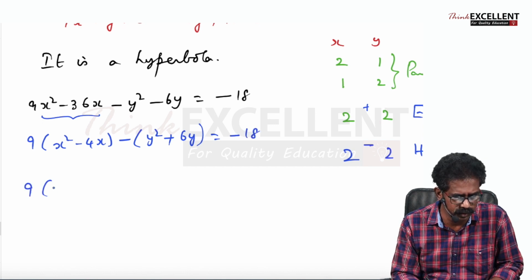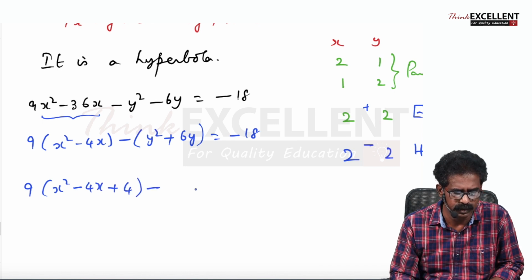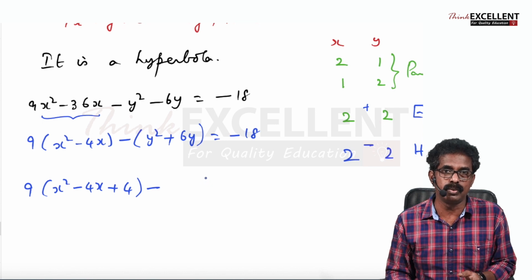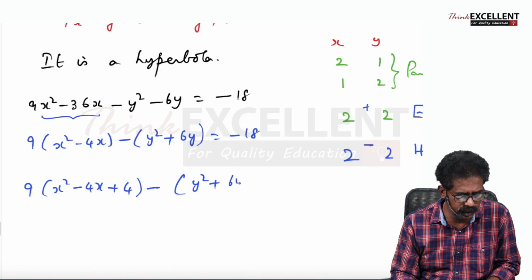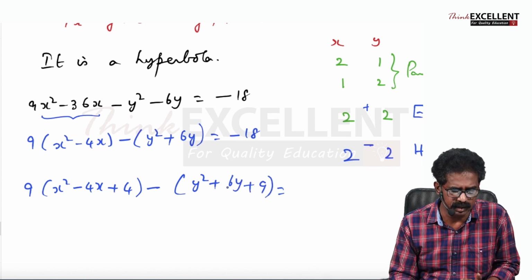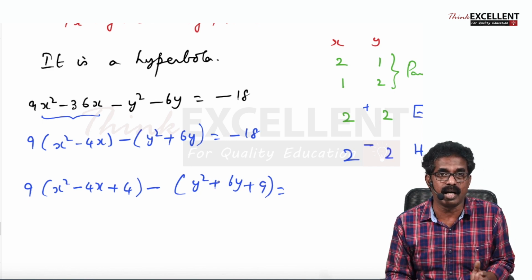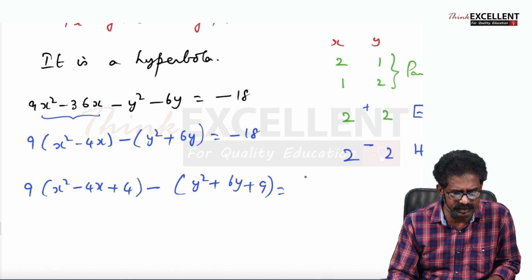So 9 into x square minus 4x plus 4. Hope you understood how: x coefficient minus 4, half of that is minus 2, square it, 4. Here y square plus 6y plus 9. Y coefficient 6, take half of that and square it. Half of 6 is 3, square it, you will get 9. So what we added on the left side, add the same thing to the right side also. Already minus 18 is there.